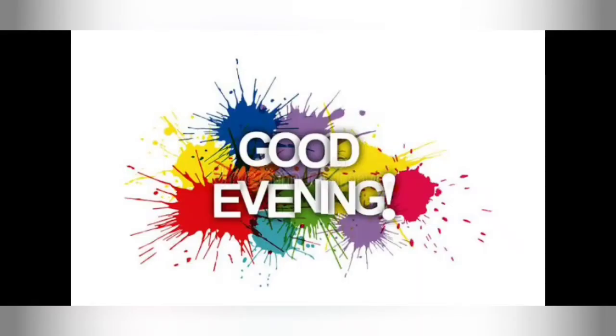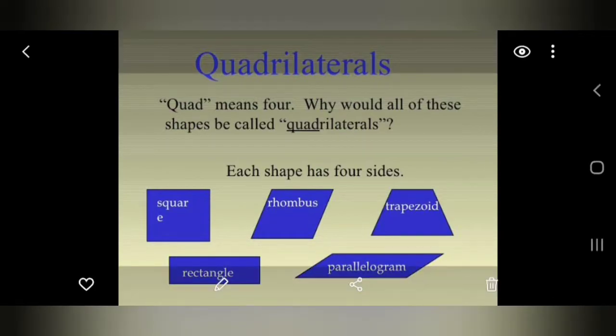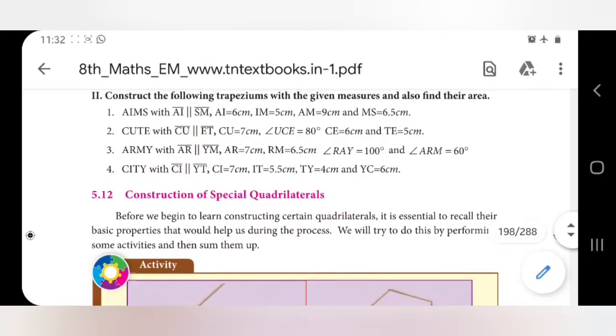Good evening, students. Hope you are all safe at home. We are seeing quadrilaterals, construction of quadrilaterals. Today we are going to see construction of special quadrilaterals.